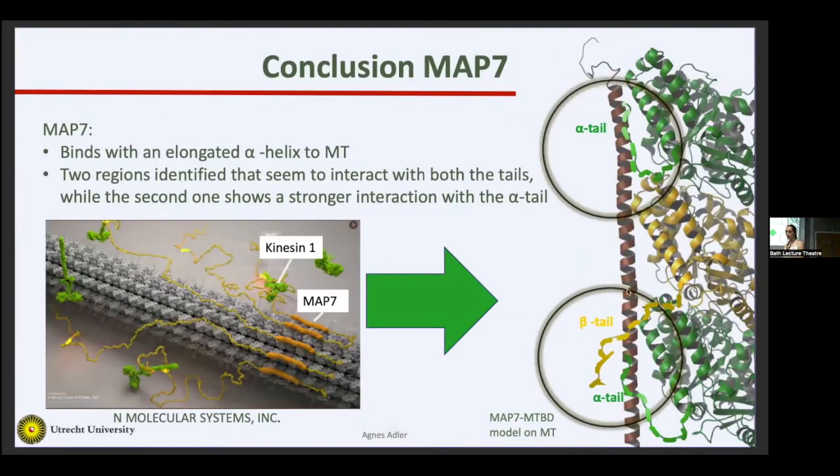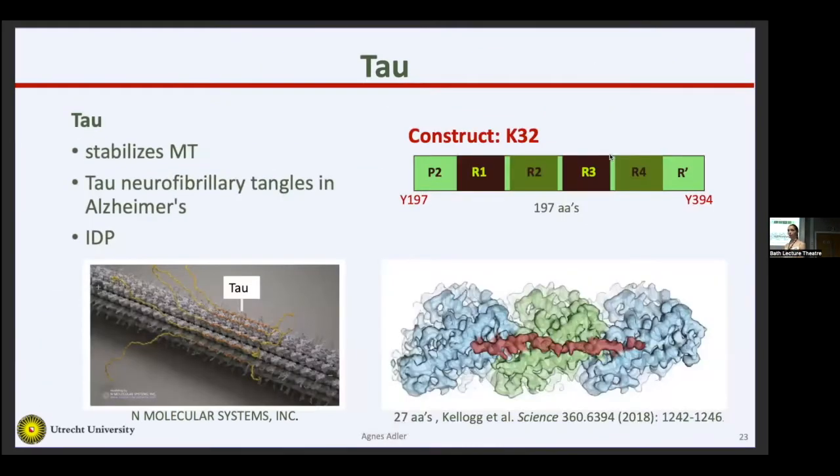To conclude for MAP7, MAP7 binds with an elongated alpha helix to microtubules, and there are two regions identified that seem to interact with both the tails, while the second one shows a stronger interaction with the alpha tail. Following up on this, I want to talk about the second protein that we studied. It's tau, which is totally different again.